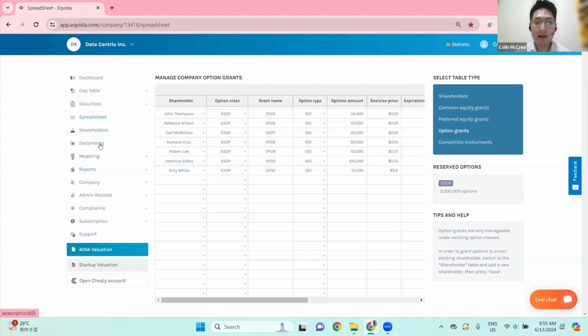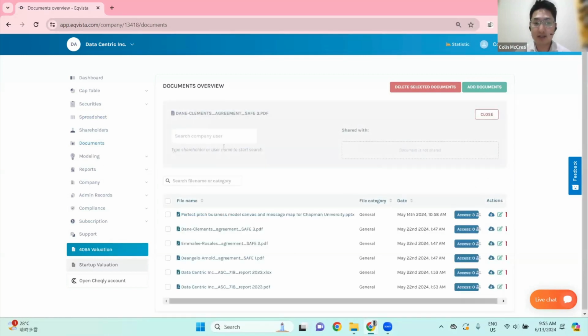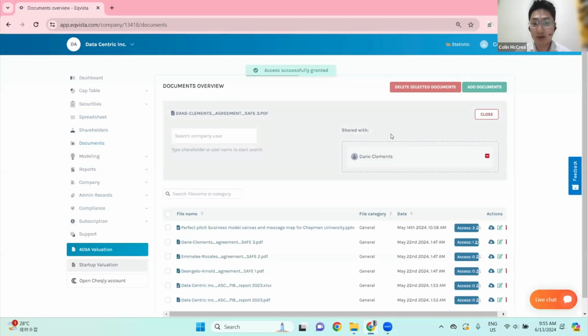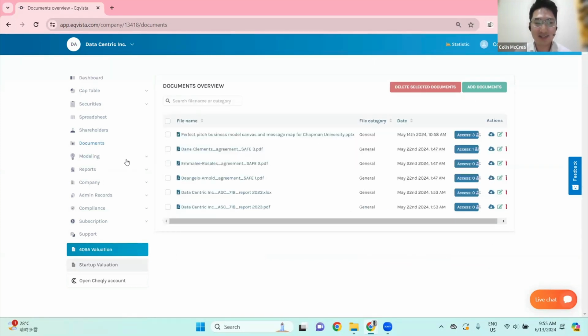We also have a document Dropbox. It's kind of like a data room where you can upload documents and share them with shareholders. Like for this one with Dane, this is his SAFE agreement. So I can click Dane here and share it with him. And once he goes into his own shareholder account, he'll have access to that immediately. Right now we actually don't offer a size limit. Some of our companies use a lot of data, so that's fine, you can use it as much as you want.